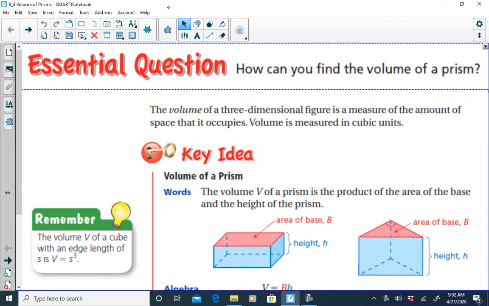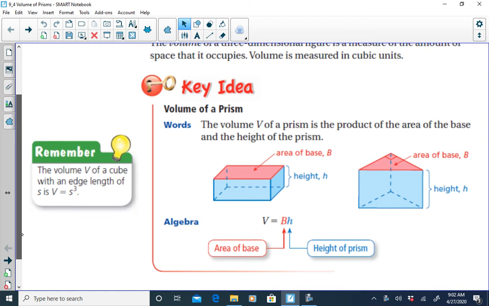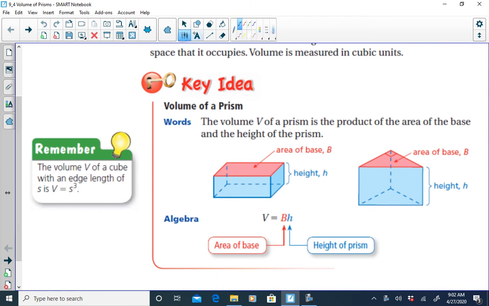Okay guys, our lesson today is to be able to find the volume of a prism. Volume by definition is a measure of the amount of space that a figure occupies. Volume will always be measured in cubic units. When we think about volume, we want to think about the number of cubic units it takes to fill a container. How many cubes would I be able to fit inside of this container? That's what we're thinking about with volume. How many cubes would it take?